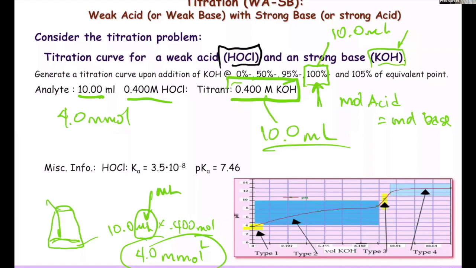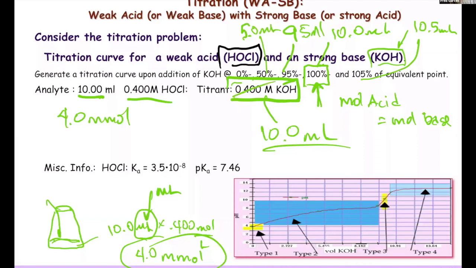If you take 10 and multiply it by 0.95, you get 9.5 milliliters for your 95%. If you take 10 and multiply it by 0.5, you get 5 mL. And then of course 105% would be 10.5 milliliters. That's how you play that game in the beginning, because you need to figure out the pH at each of these volumes.